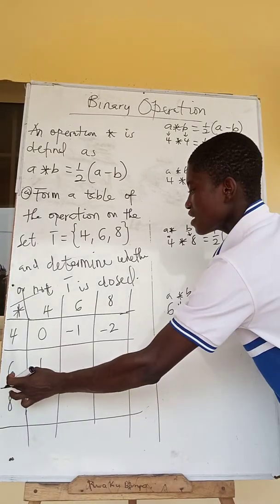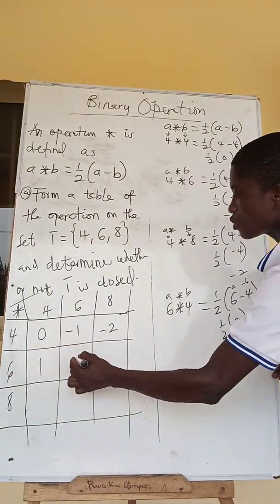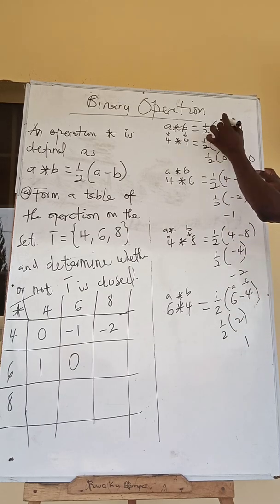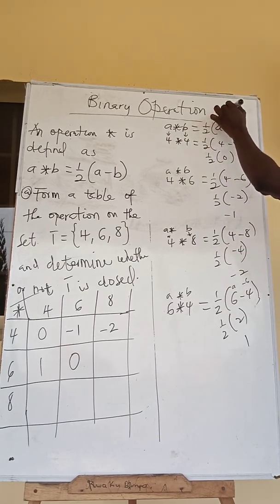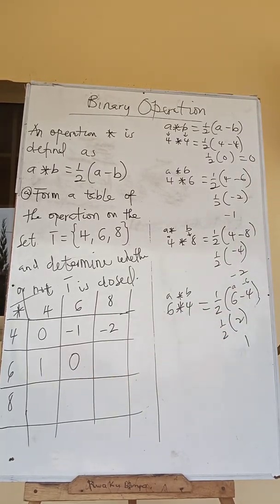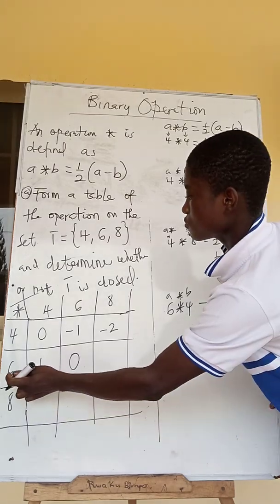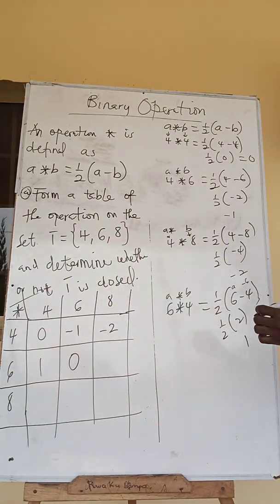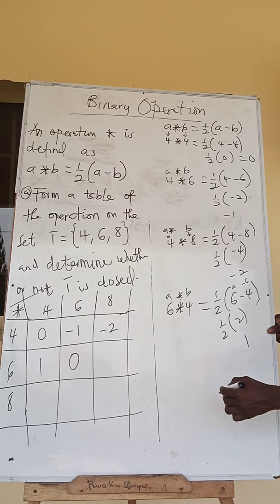Now 6 star 6. You know it will be 0, because 6 minus 6 is 0, and half of 0 is still 0. So 0 here. Now let's see 6 star 8. That is A minus B. You are going to get negative 1.